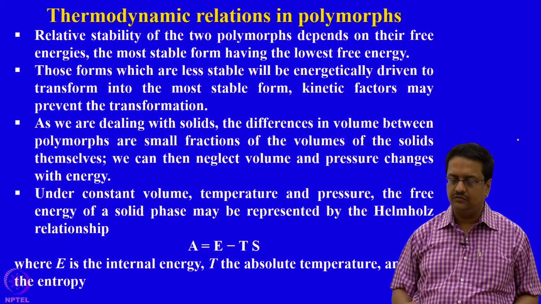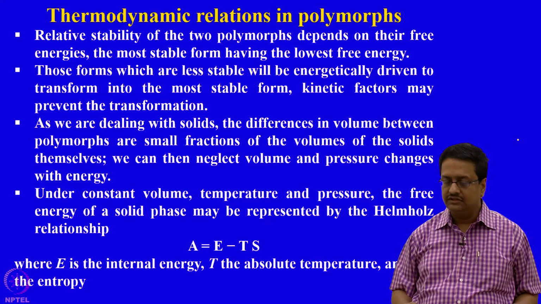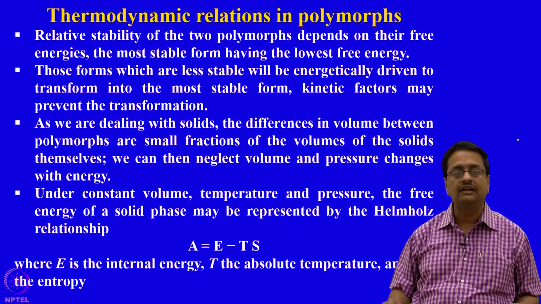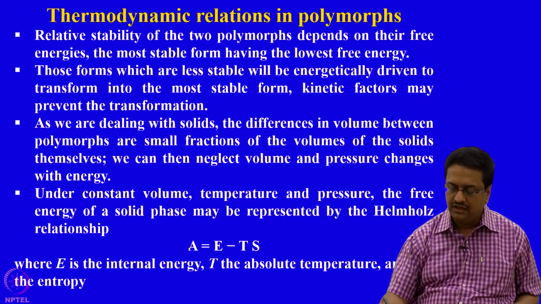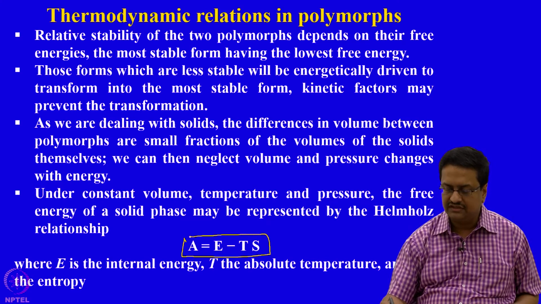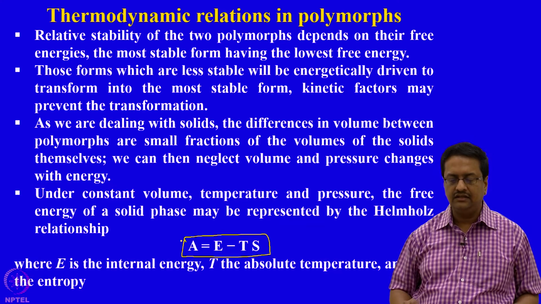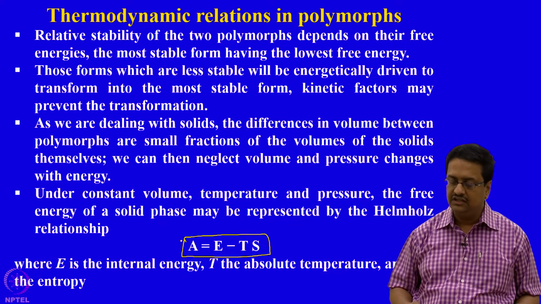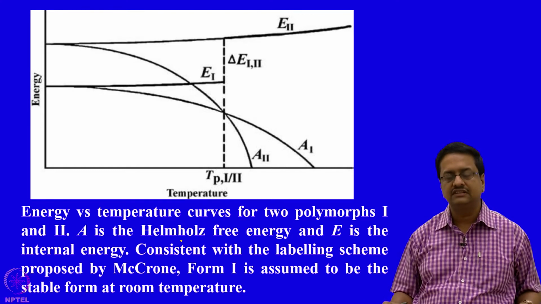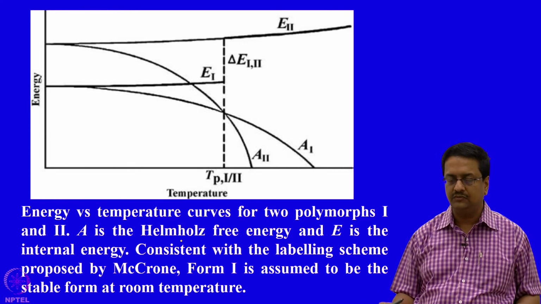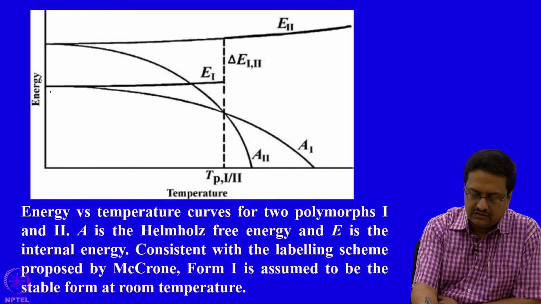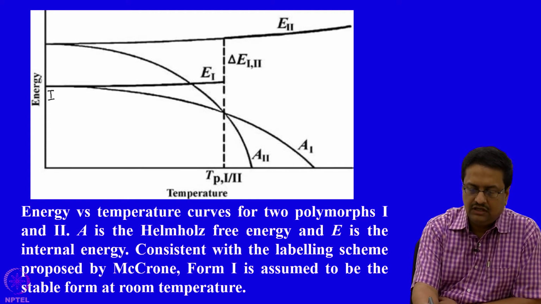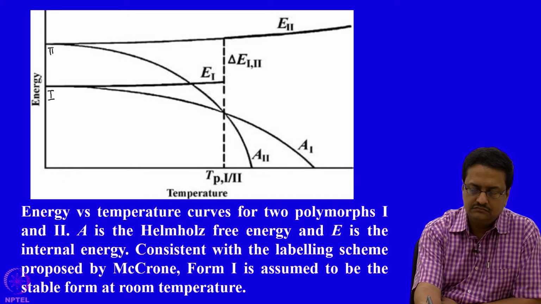So, under constant volume and temperature, the free energy of the solid may be represented by the Helmholtz relationship as shown here, A equal to E minus TS, where E is the internal energy, T is the absolute temperature and S is the entropy of the particular solid form. If we try to plot energy versus temperature for two different polymorphs, suppose this one is polymorph 1 and this one is polymorph 2.